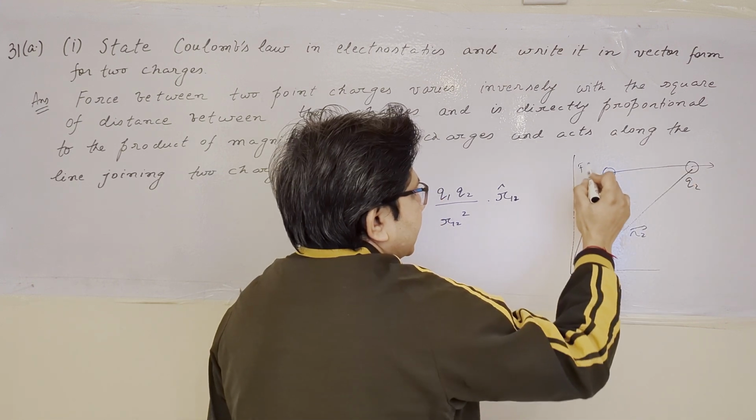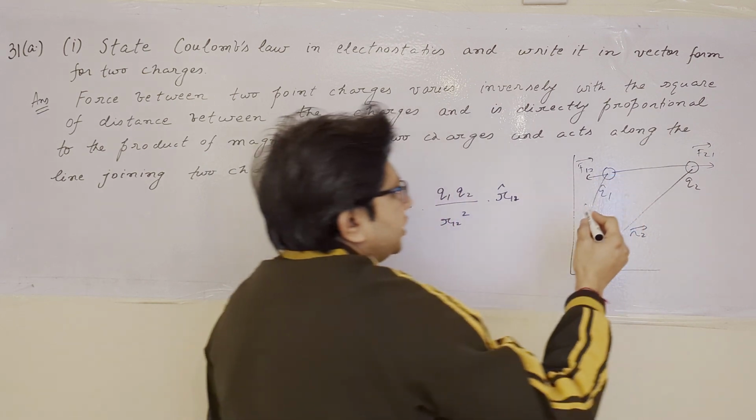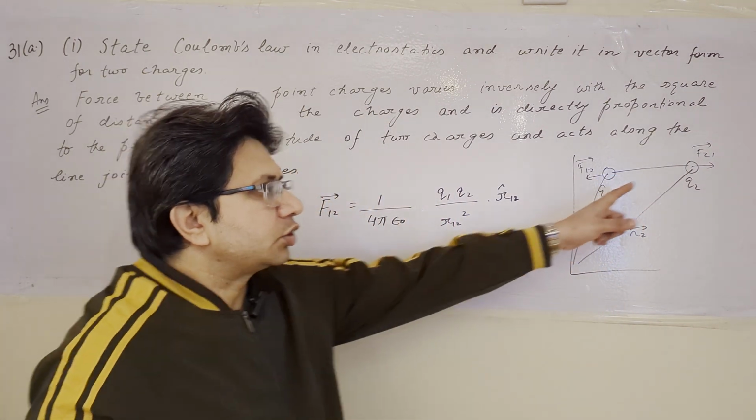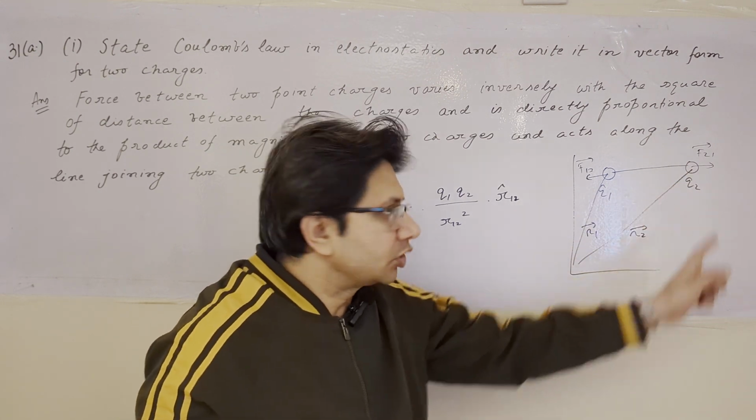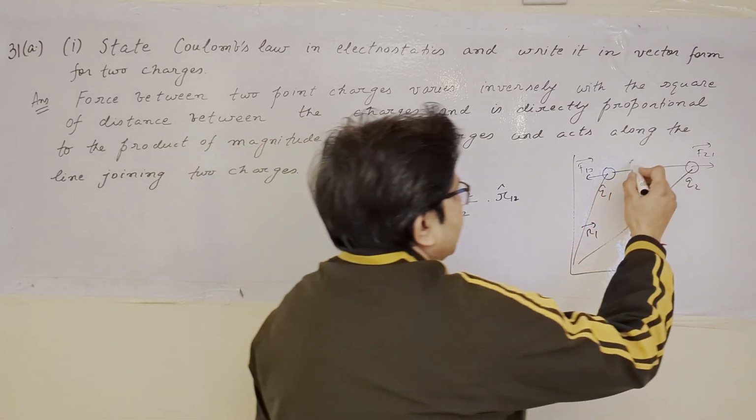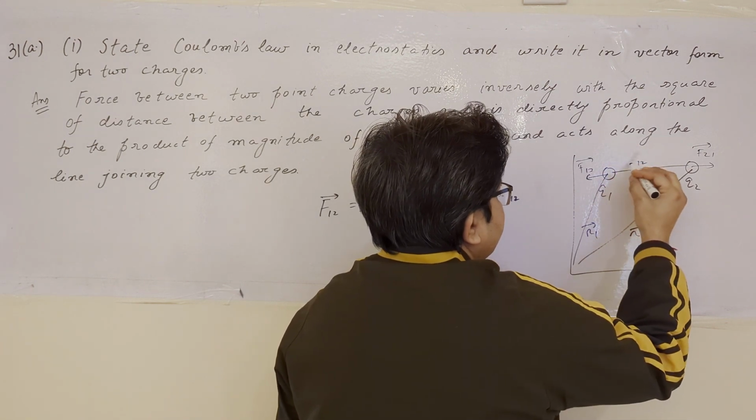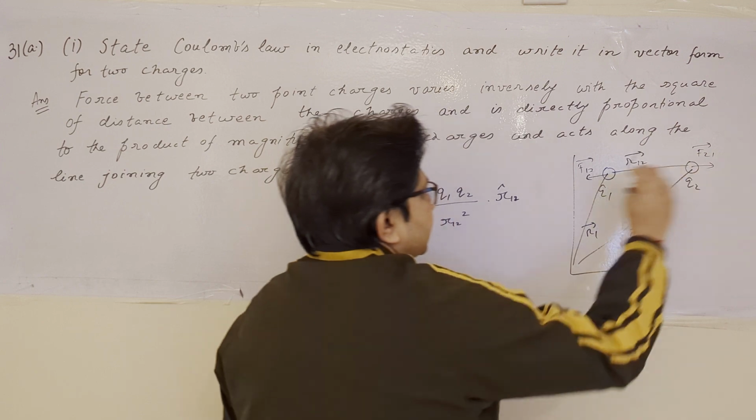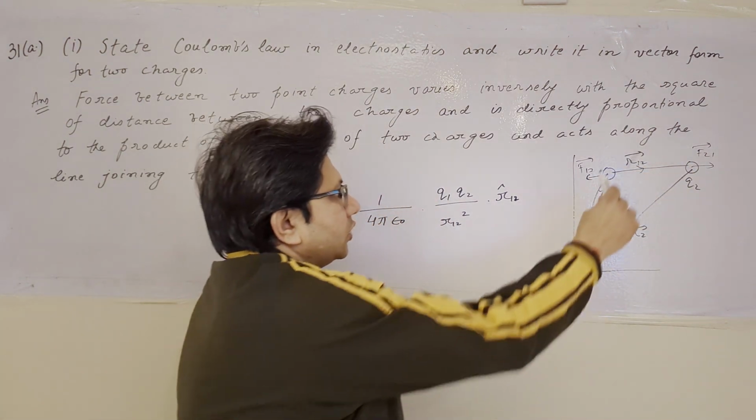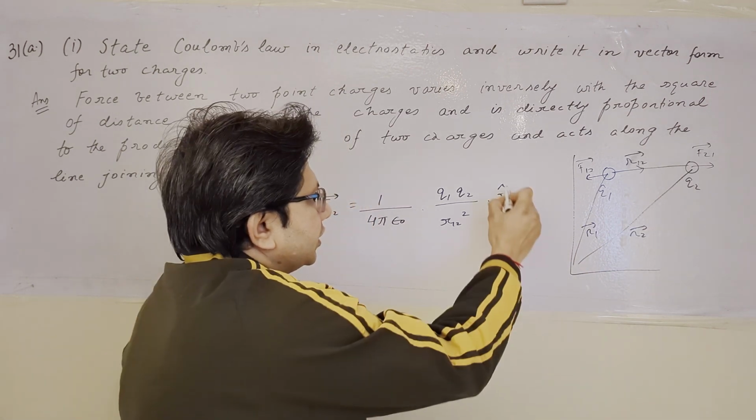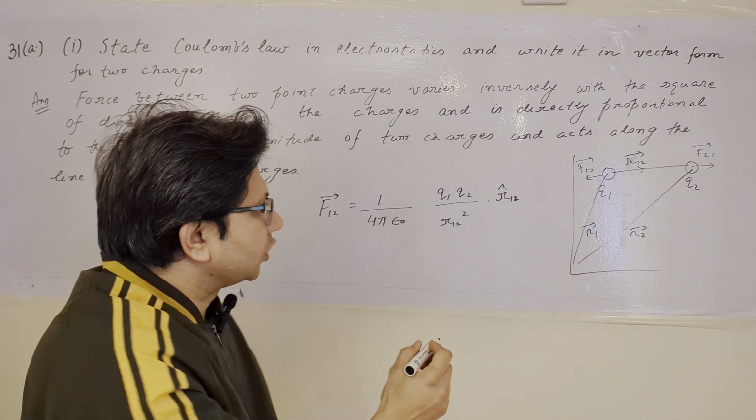Suppose these two are positive, then this is F12 and this is F21. F12 means the force acting on charge 1 due to charge 2, and F21 means the force acting on charge 2 due to charge 1. And R12 is basically the vector joining q1 to q2. It is basically r1 minus r2. R12 is r1 minus r2. And in this expression, this R12 is written in the form of a unit vector.